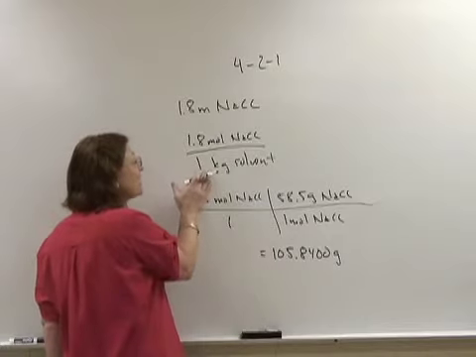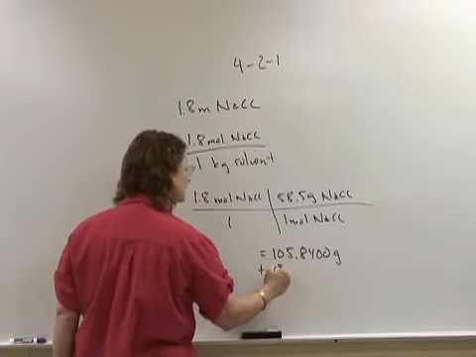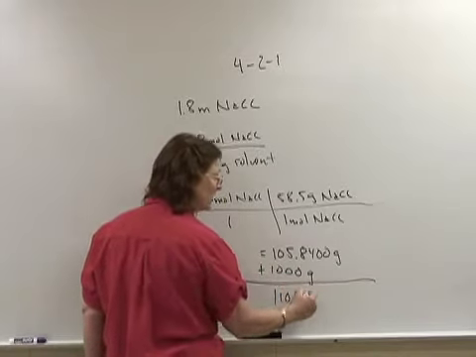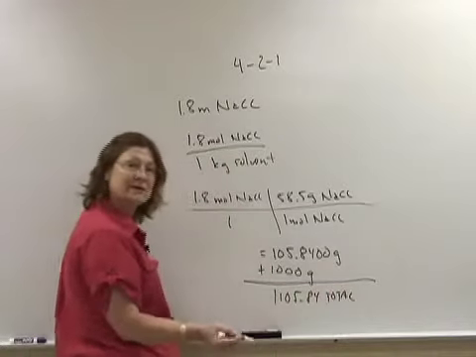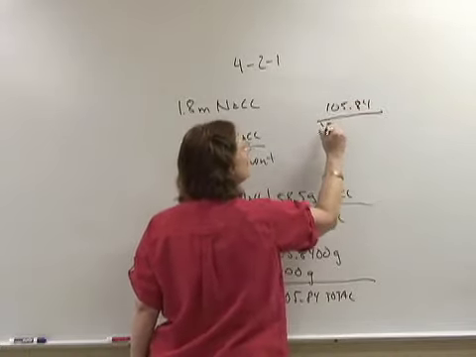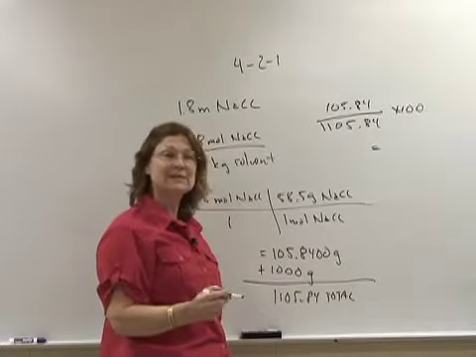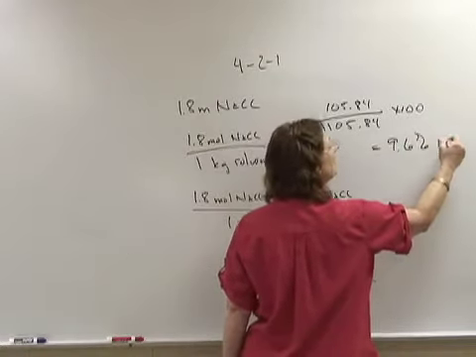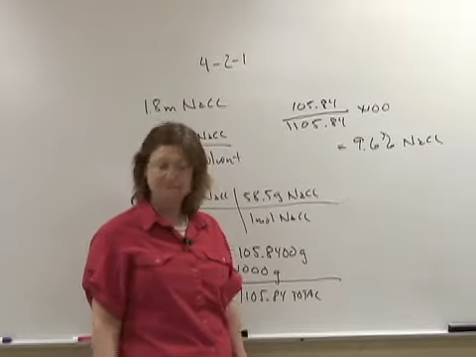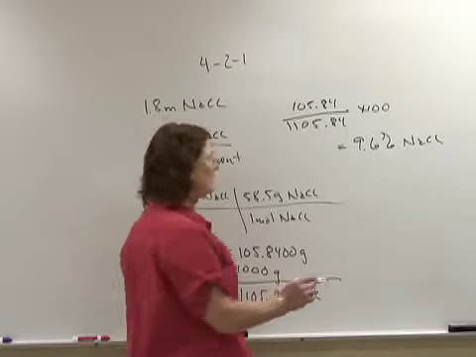Now, molality means that I also have a kilogram of solvent. 1 kilogram is 1,000 grams, so I just add 1,000 grams of my solvent. And I get a total of 1105.84 total mass. Then to get the weight percent, I take the mass of 105.84, divide by my total mass, and multiply by 100. When I do this, I get 9.6% of the sodium chloride. When I subtract that from 100, I will get the mass of the water, and that would be 90.4 percent of the solvent.